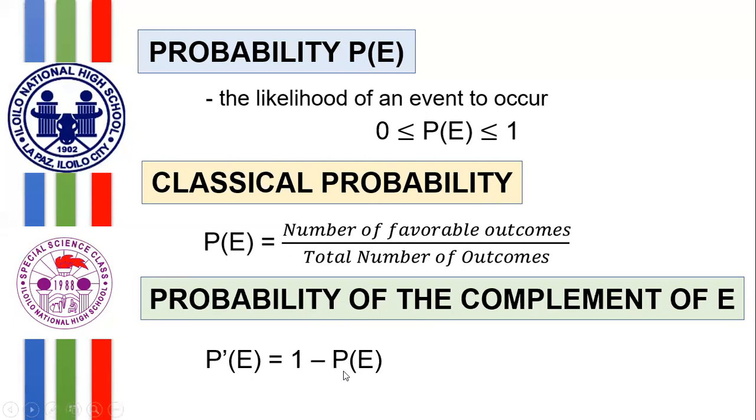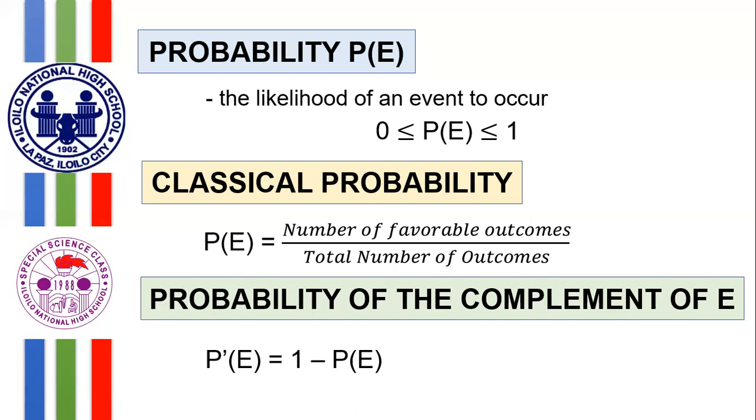And also, if you manipulate this equation, you could see that if you add P of E both sides, then P of E plus P prime of E is equal to 1. That is, the probability that it will happen plus the probability that it will not happen will always add up to 1. So those are simple review. That's something we have to recall.